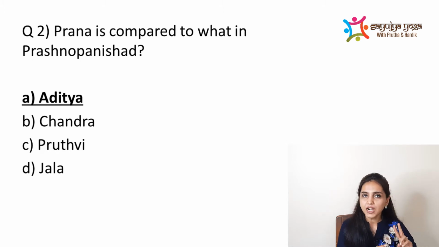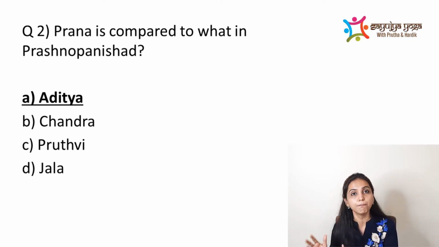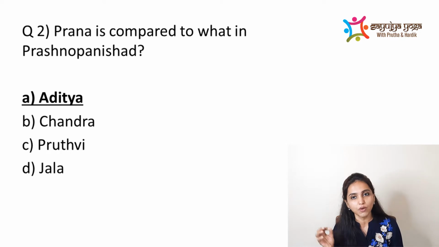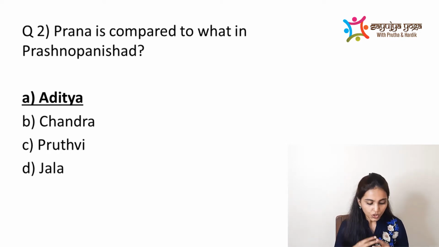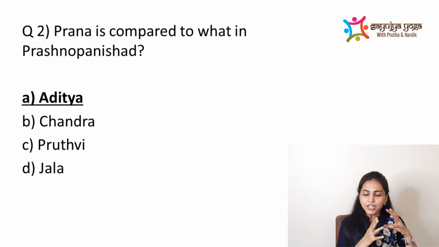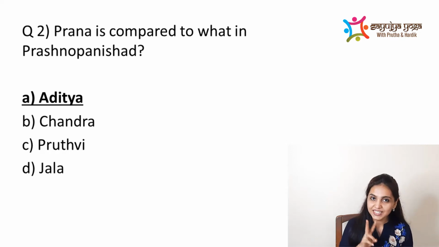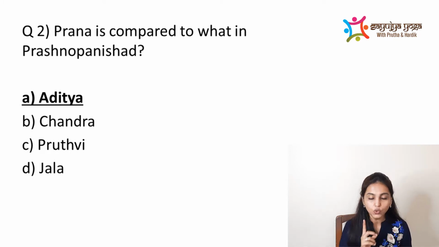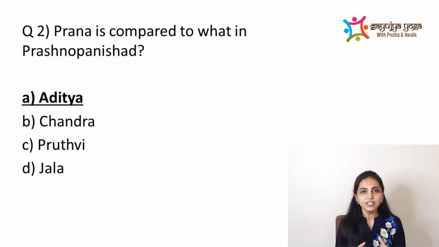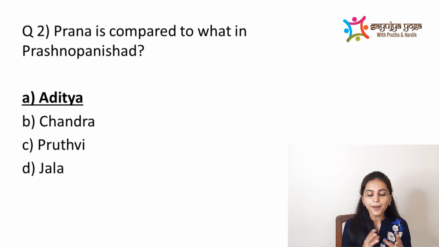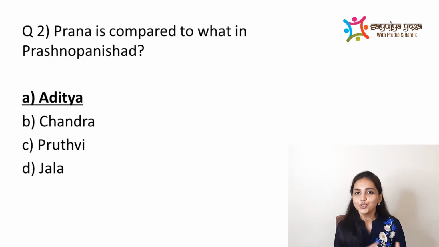What is prana? Prana is energy and rai is matter. So prana is the chetana tattva and rai is the jada tattva, which is nothing but prakruti, so that they would bring forth innumerable creatures. Now here this prana is compared to Aditya, that is sun, and Rai is compared to Chandra, that is moon. Now friends, see, I gave you the answer of another question also. There can be a question that Rai is compared to what in Prashnopanishad. Okay, so if you know this little story, you can easily answer this question.